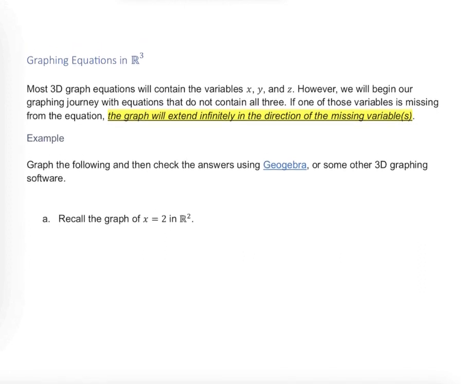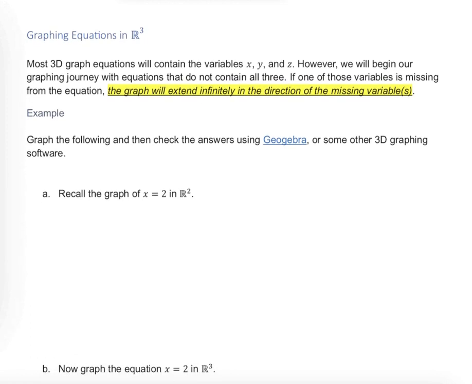If one of the variables is missing, that means the missing variable is going to be able to roam free, and the graph is going to extend in the direction of that missing variable. So let's look at a quick example.